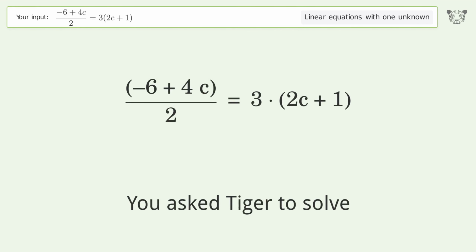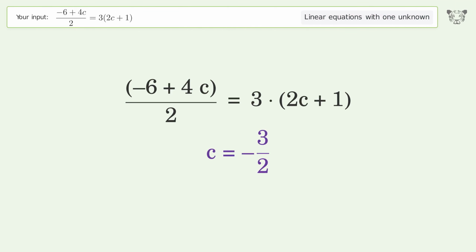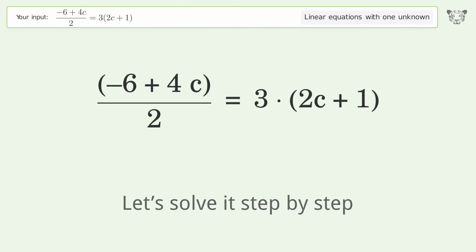You ask Tiger to solve. This deals with linear equations with one unknown. The final result is c equals -3/2. Let's solve it step by step.